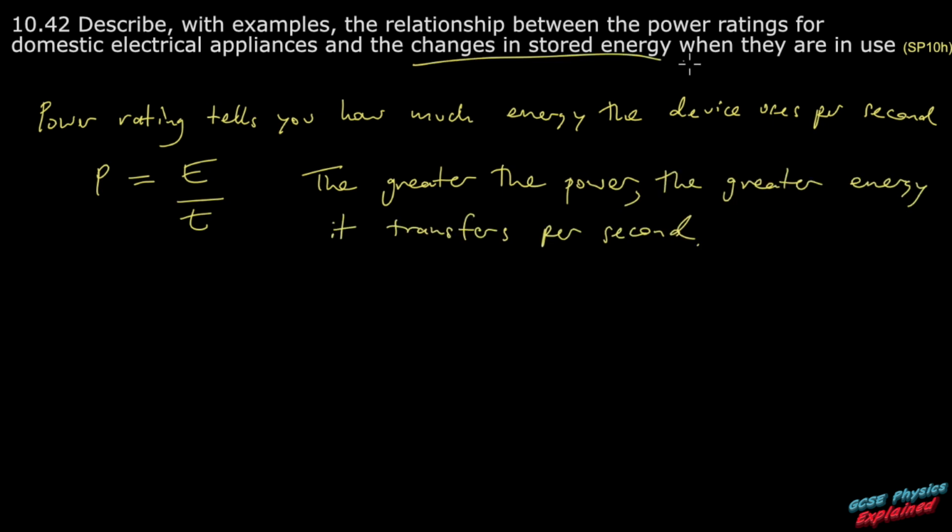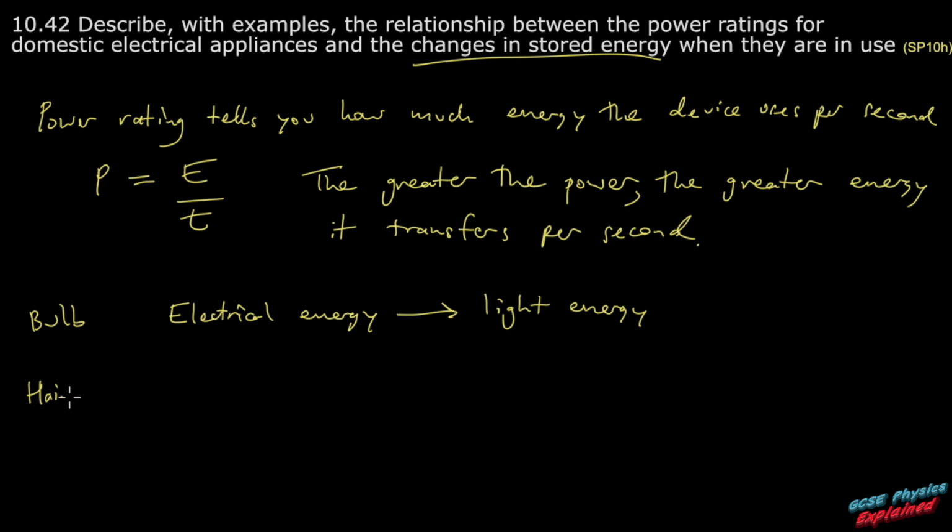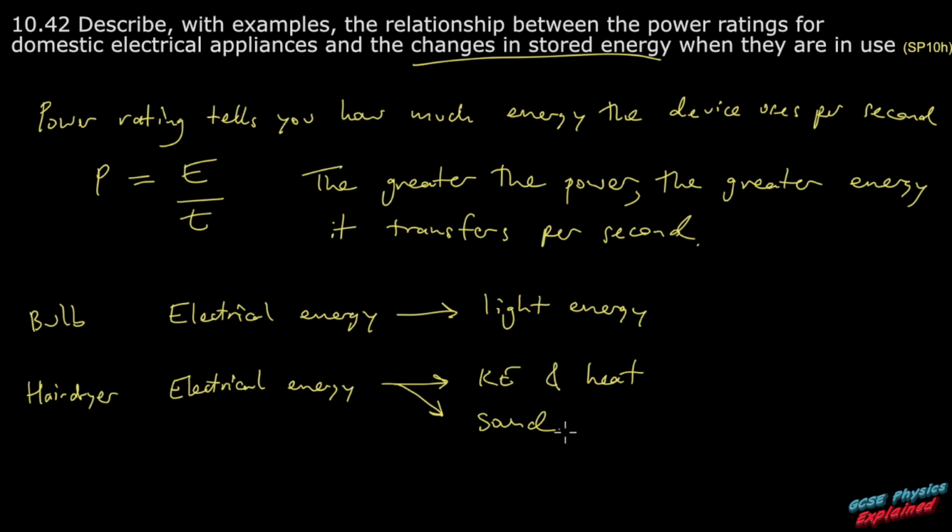So changes in stored energy. Just a few examples. If you've got a bulb, that changes electrical energy into light energy. A hairdryer, that changes electrical energy into kinetic energy and heat. They are both useful types of energy. You could say that the wasted energy is sound. You get a lot of sound energy out of a hairdryer.